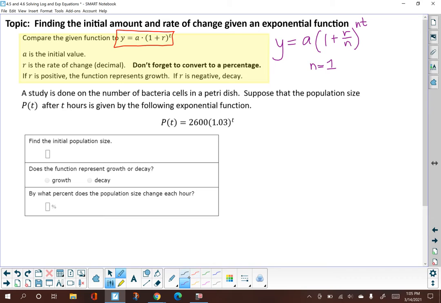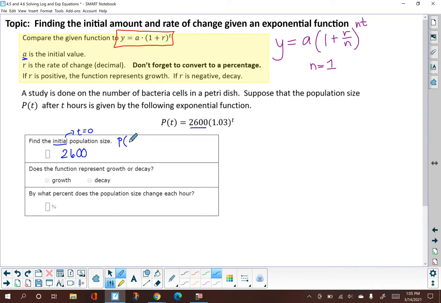So we have a problem here. A study is done on the number of bacteria cells in a petri dish. Suppose the population size p of t after t hours is given by this exponential function right here. Our first job is to find the initial population size. Well, the initial value in this type of function is a, so you can see that that's 2600. If you ever forget that, remember that initial just means t equals 0.